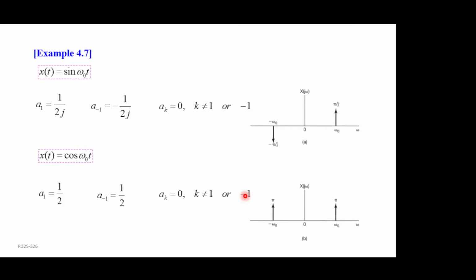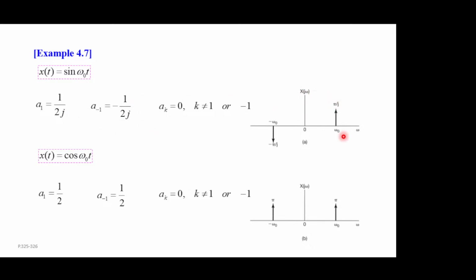Anyway, let's see an even easier example. x of t is sine omega naught t. Obviously this is a periodic function, it's a sine, so it keeps going from minus infinity to plus infinity. Its Fourier series coefficients are pretty easy. We can do this without any integration, as we saw in the previous chapter. You just use the inverse Euler: sine is an exponential minus a negative exponential. It's easy to see that a_1 is 1 over 2j and a_minus1 is minus 1 over 2j.